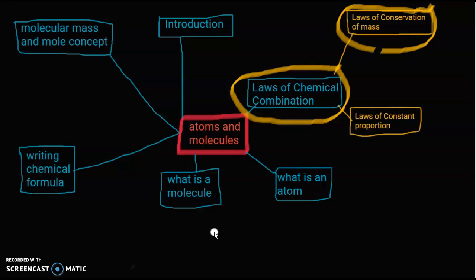And based on the two laws of chemical combination, John Dalton, a British chemist, put forward a theory which came to be known as Dalton's atomic theory. Now, as per this theory, he stated certain postulates. What are these postulates? That we will quickly be seeing.